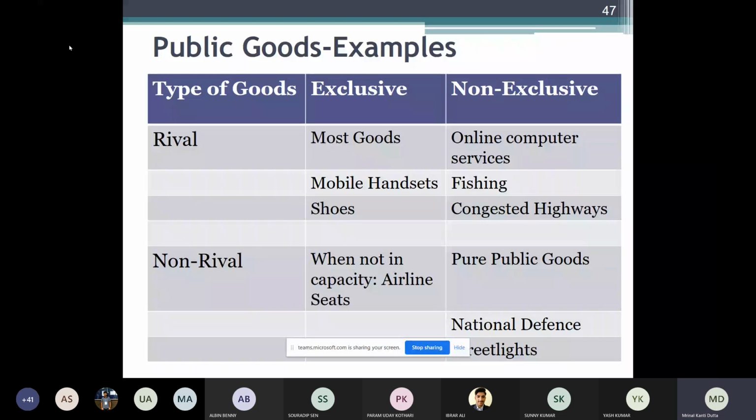We'll try to have a look at this with the help of a similar example. Probably we can take this up in the next class. In the meanwhile, I'll be sending you some materials on this public goods part. I'd like to stop here for today. If you have any question, I can take it up.